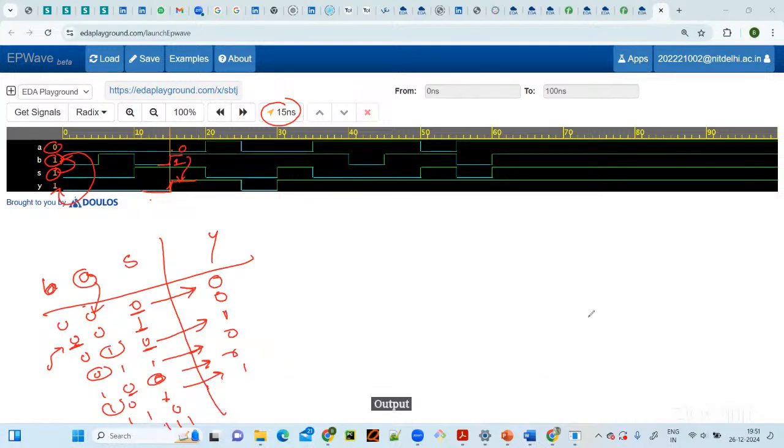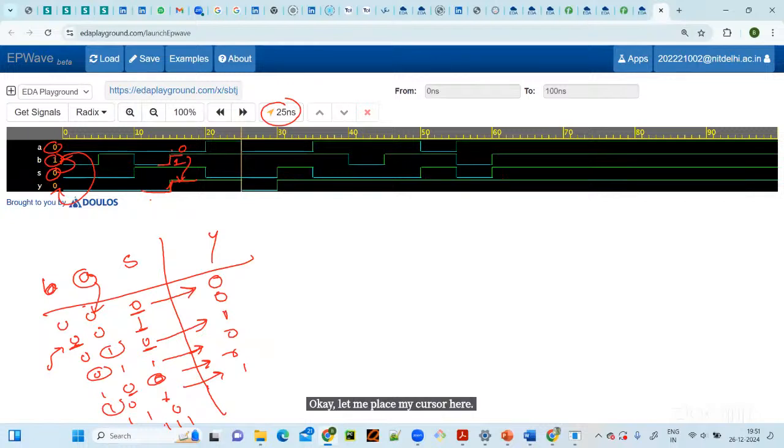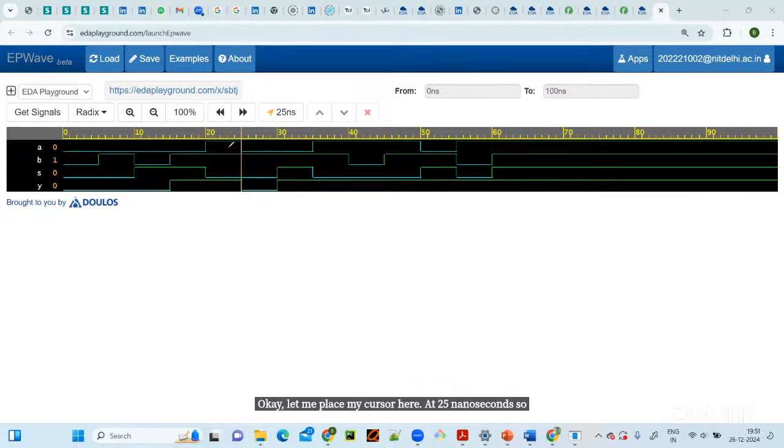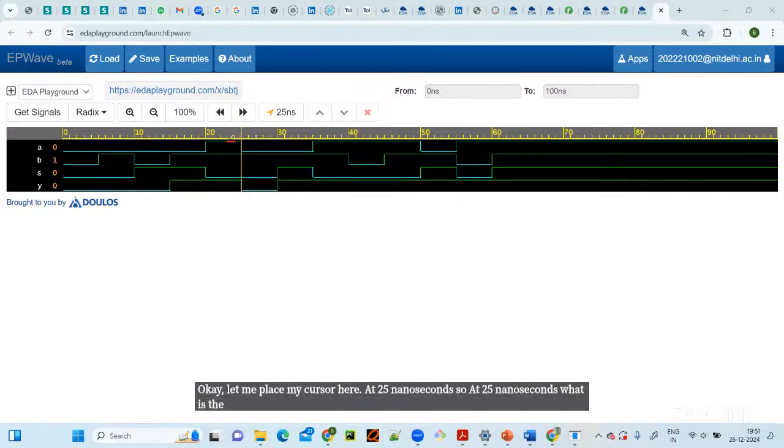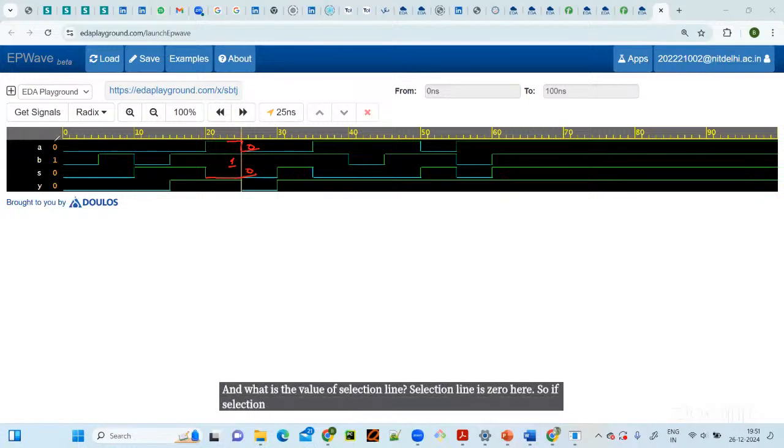That's it. Now, like this, we have to analyze. For example, let me place my cursor here, at 25 nanoseconds. At 25 nanoseconds, what is the value of A? A is moving from 1 to 0. And what is the value of B? B is still 1. And what is the value of selection line? Selection line is 0 here. So if selection is 0, see here.